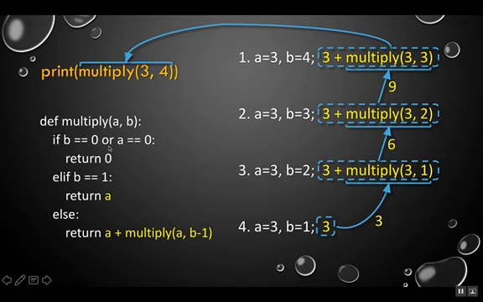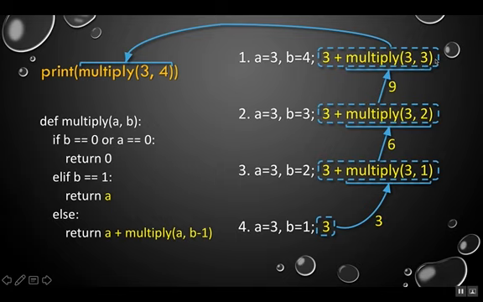and it does this. If B is 0 or A is 0, that is not true, so it's going to skip that. Then it's going to test to see if B is 1. That is not true, so it's going to skip that. It's going to go to the else clause, and it is going to return A, which is 3, plus it's going to call itself using A and B minus 1. So we see that here, 3 plus the multiply of 3 and 3 is the value that gets returned.